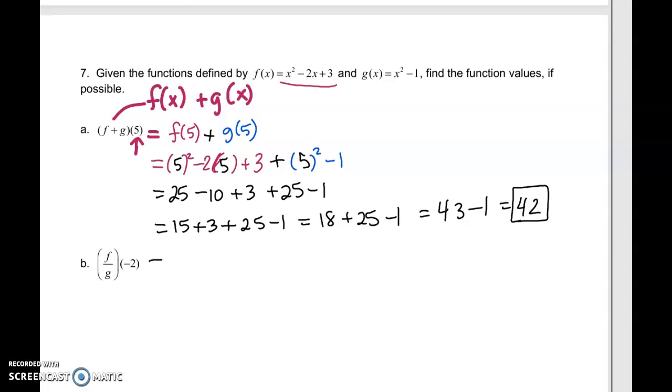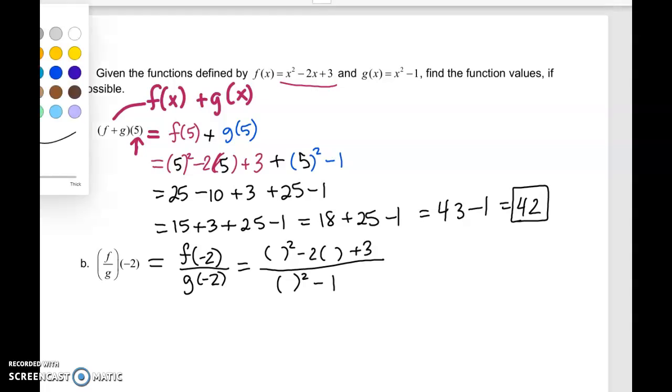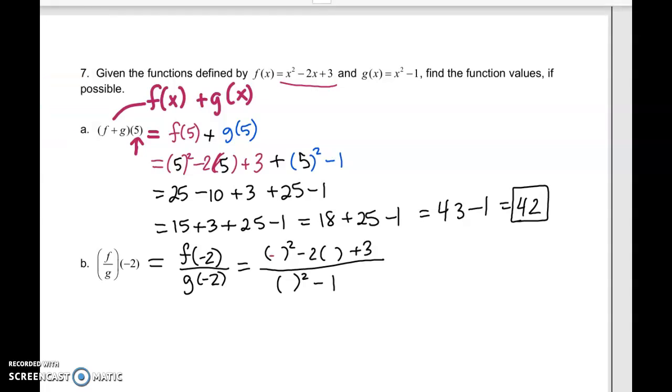Now the next one, we have this f divided by g. So that means it's division. And my input here is -2. So I'm going to work on the top and I'll work on the bottom. For f, this is function f. And what I like to do is put those blank spots in there. And this is function g. And now I'm going to place my input in those blank spots. So my input is -2.